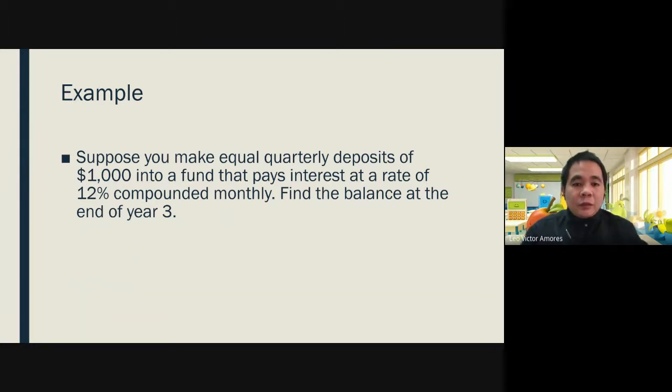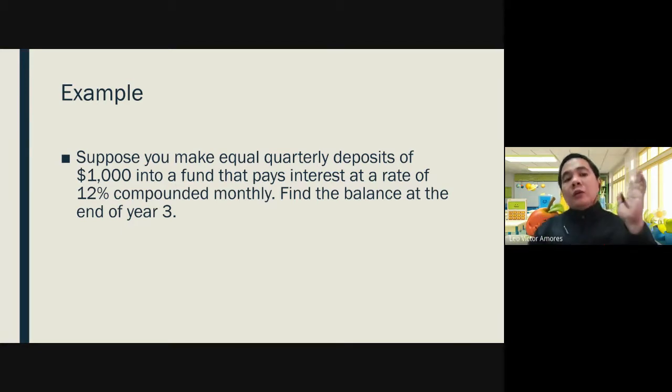Okay? So this is a sample problem. Supposing you make equal quarterly payments of 1,000 into a fund for 3 years. So a fund pays an interest of 12% compounded monthly. Find the balance at the end of year 3.